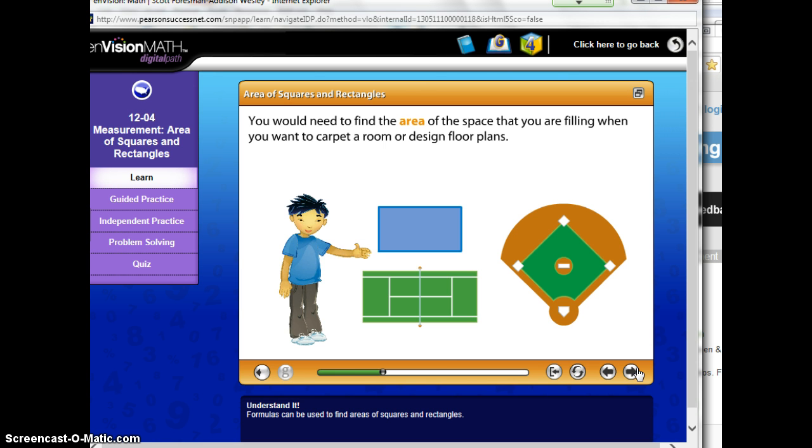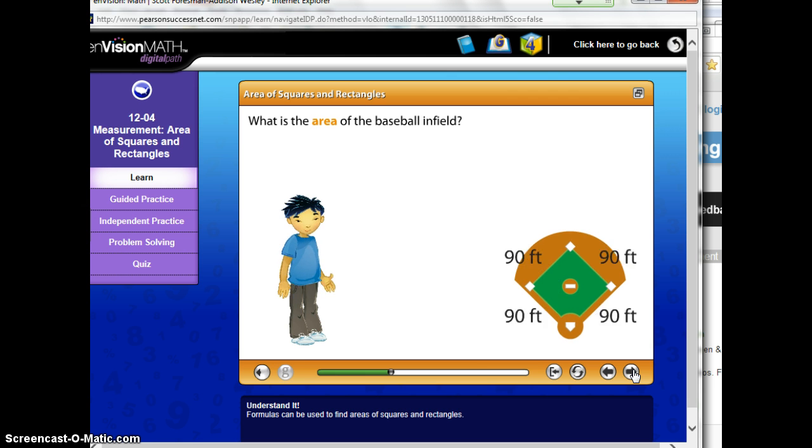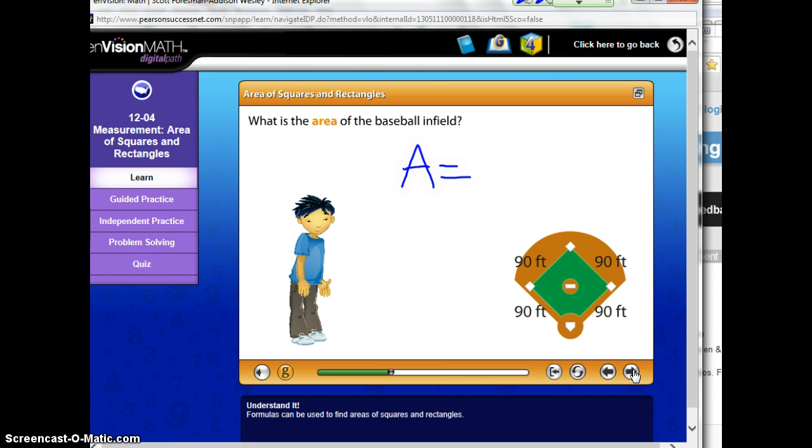Okay, they're examples. Carpeting a room, designing a floor plan. Let's take a look at this baseball infield. What would be the area of this baseball infield? Well, let me show you what the two formulas are. Formula of a rectangle is you take the long side or the length times the width. Long side times the short side.